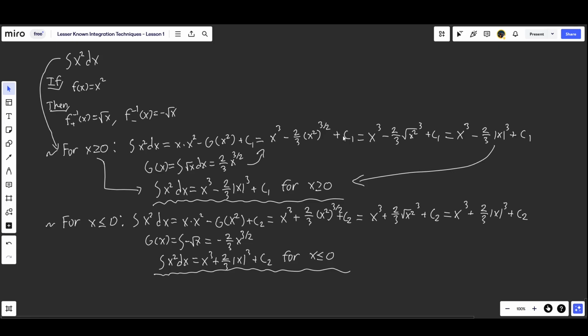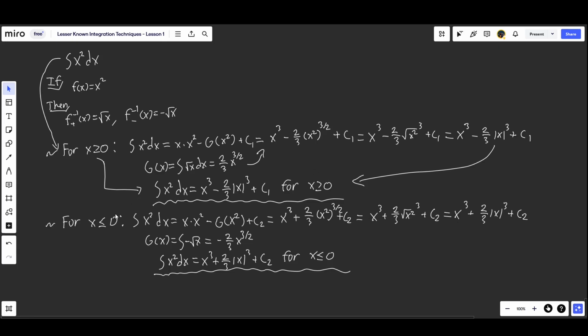this will all equal x to the third minus 2/3 times x squared to the power of 3/2, plus the constant of integration. Now, don't fall into the trap of just multiplying these together and saying that this is equal to x to the third, because of the square root that's in here, the x squared and the square root will combine to produce the absolute value of x, and so the final answer that we're going to get for x greater than or equal to 0 is that the indefinite integral of x squared with respect to x is equal to x to the third minus 2 over 3 times the absolute value of x to the third plus the constant of integration c1. And this is for x greater than or equal to 0.